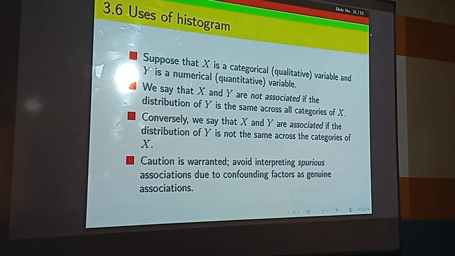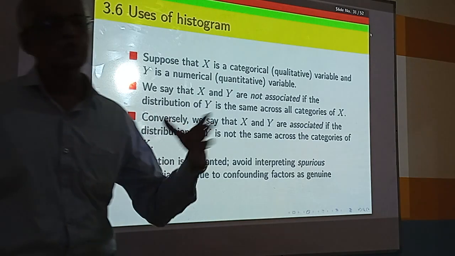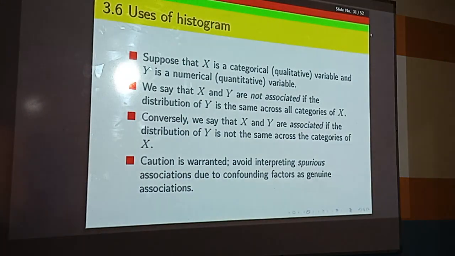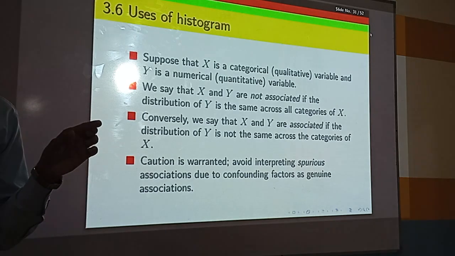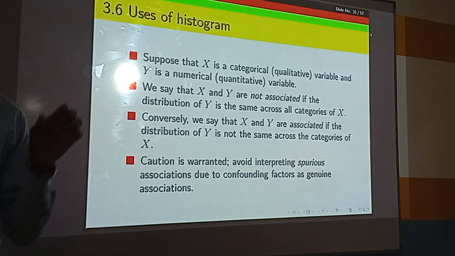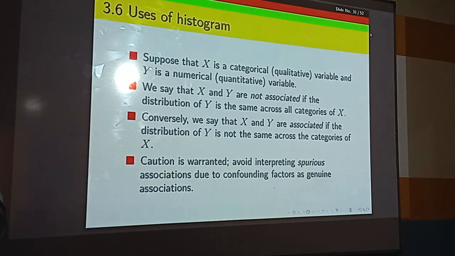So here we look at two situations where a histogram was useful in some analysis. Both are coming from book examples. In one example, a histogram is used to find out whether there is an association between two variables, especially whether there is an association between a categorical variable and a quantitative variable. Right? One qualitative and one quantitative variable.